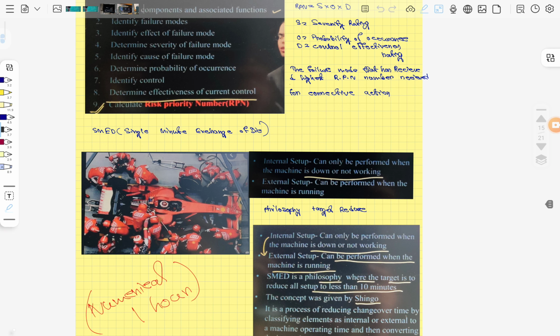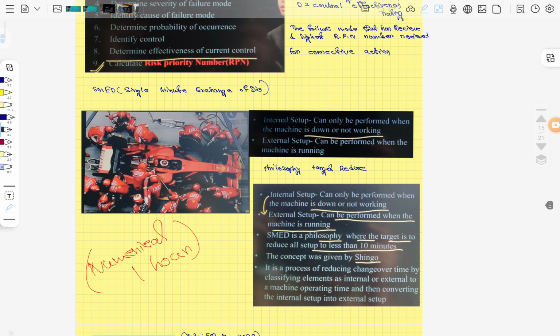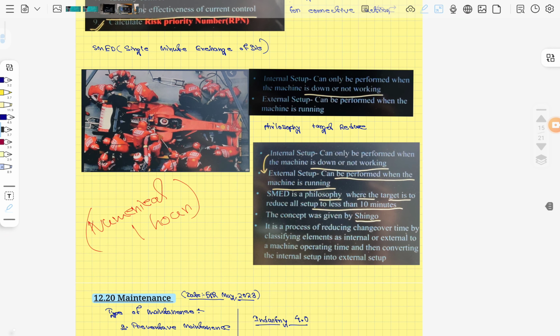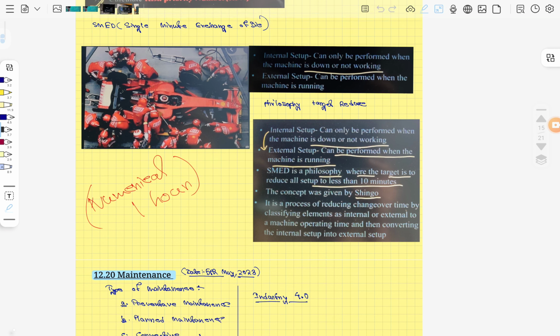Single minute exchange of die. Internal setup can only be performed when the machine is down, not working. External setup can be performed when the machine is running. SMED philosophy and target is to reduce the setup and cost less. The concept was given by Shigeo Shingo, and it is the process of reducing the changeover time by classifying the elements as internal and external.